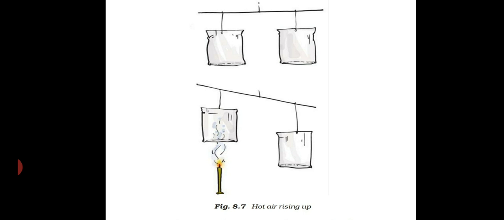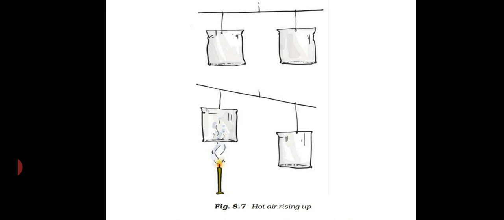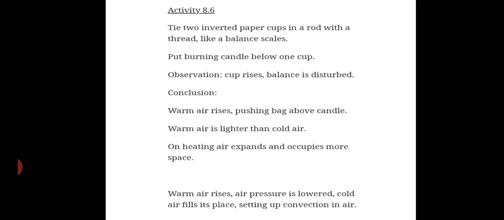So this is the next activity which we are going to do. Let's see what it is. Tie two inverted paper cups on a rod with a thread, like a balance scale. Put a burning candle below one cup. Here you can see we are putting a burning candle below a cup. Observation: the cup rises and the balance is disturbed.